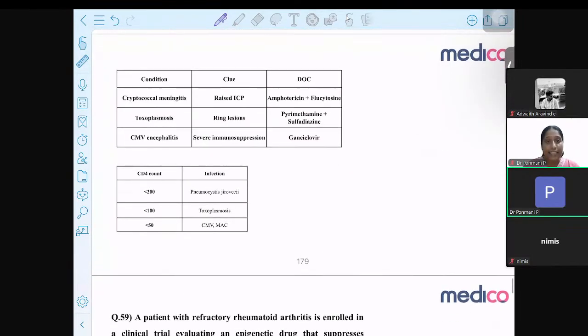Sometimes, as I said, in this question, luckily they have given you the diagnosis. Sometimes they will miss the diagnosis. They will just tell the symptoms and the features and they will not tell you the exact diagnosis. In those conditions, what do I do? So there will be some clues in the question. The first clue will be either they will be telling the CD4 count of the person.